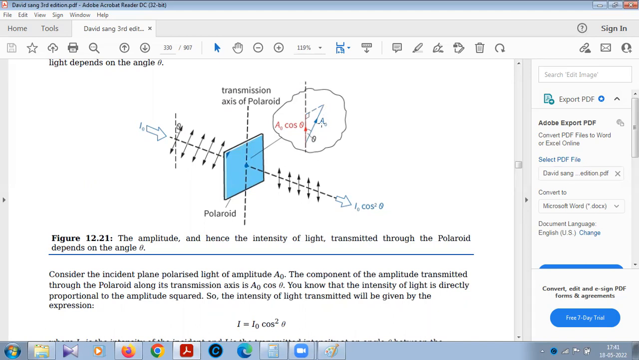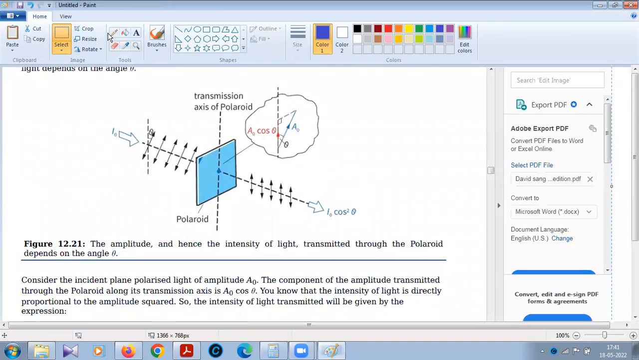Suppose this is the A naught here. A component of it, that is A naught cos theta, will be able to pass through this. You know the resolution of vectors, right? So A naught cos theta will only pass through this. So what will happen in terms of intensity? We know that intensity is directly proportional to the square of the amplitude. So the cos theta also gets squared. The initial intensity was I naught, which was directly proportional to A naught squared.